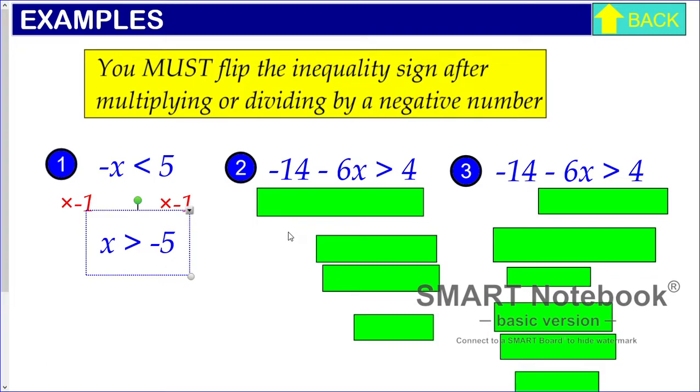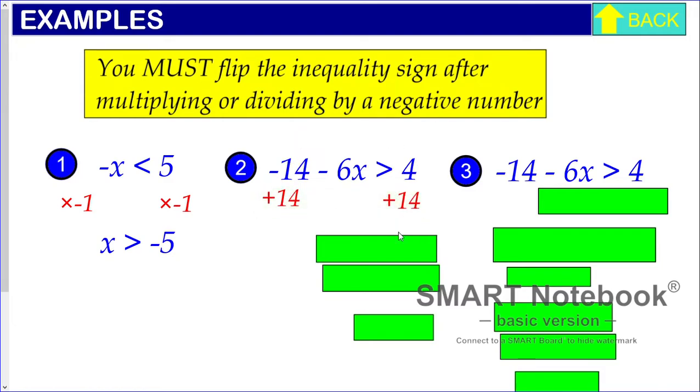Number 2, we have -14 -6x is greater than 4. Again, we just follow the rules of solving equations, ignoring the inequality. Our first step is to get our -14 on the other side. So we have to add 14 to both sides. This results in -6x is greater than 18, 4 plus 14. And finally, we have to divide out the -6.